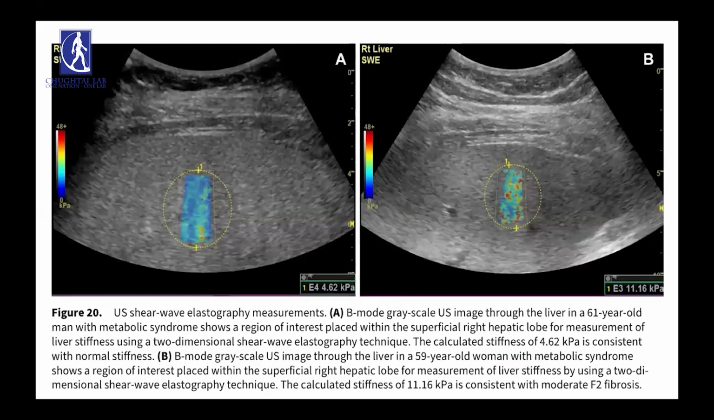These are B-mode grayscale ultrasound images through the liver, showing how we measure liver stiffness using the shear wave elastography technique. What we do is select a region of interest like this, and then we calculate the pressure at different points.